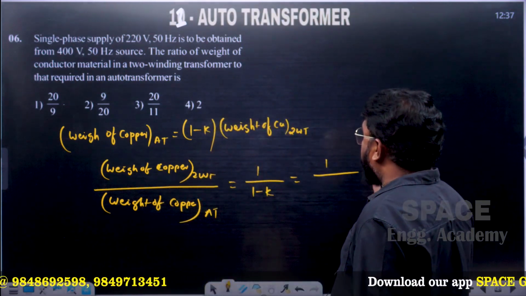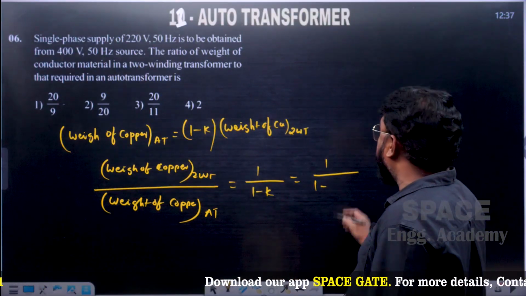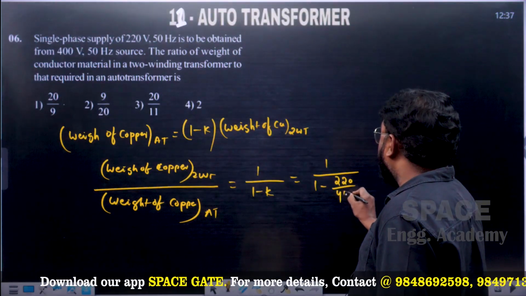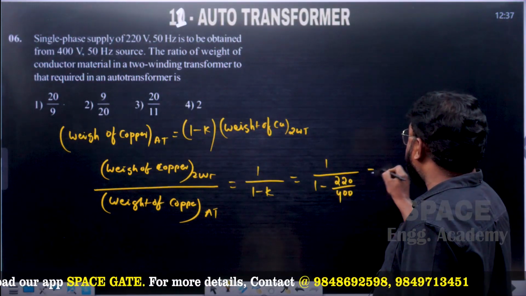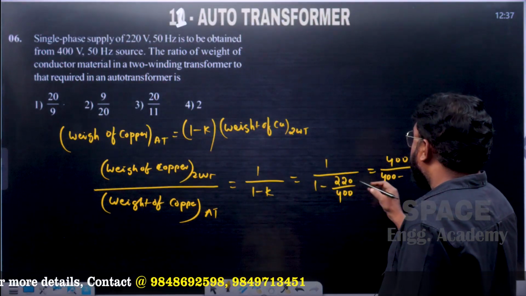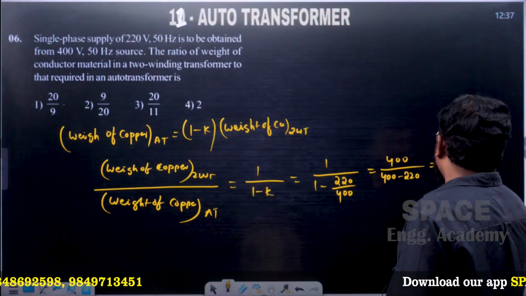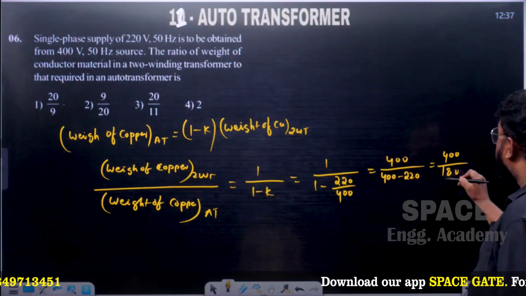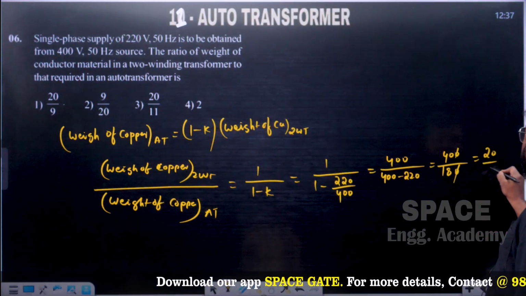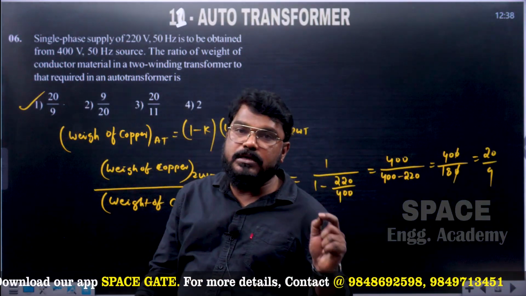Now simplify here: K is equal to 1 minus low voltage by high voltage. The low voltage is 220 divided by 400. By simplification, 400 divided by 400 minus 220, so it is equal to 400 divided by 180. The zero cancels, and 20 by 9 is the answer for this question. So option 1 is correct.